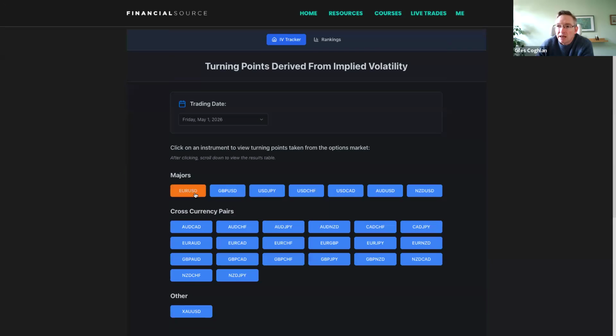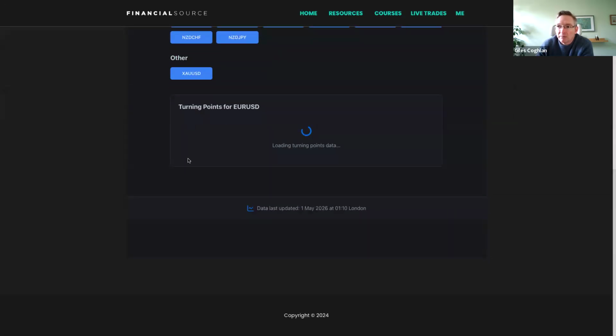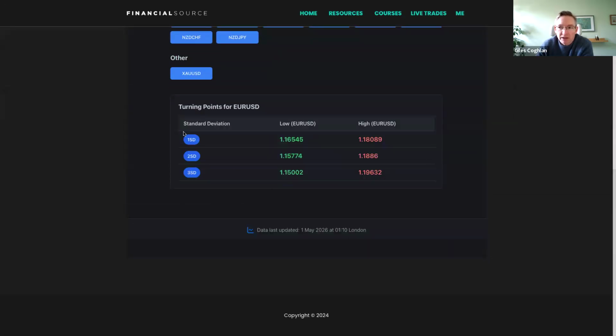And this can find decent turning points in the options market, can be very helpful. Okay, particularly if you were looking at technical based trades. And that's essentially what we're doing.